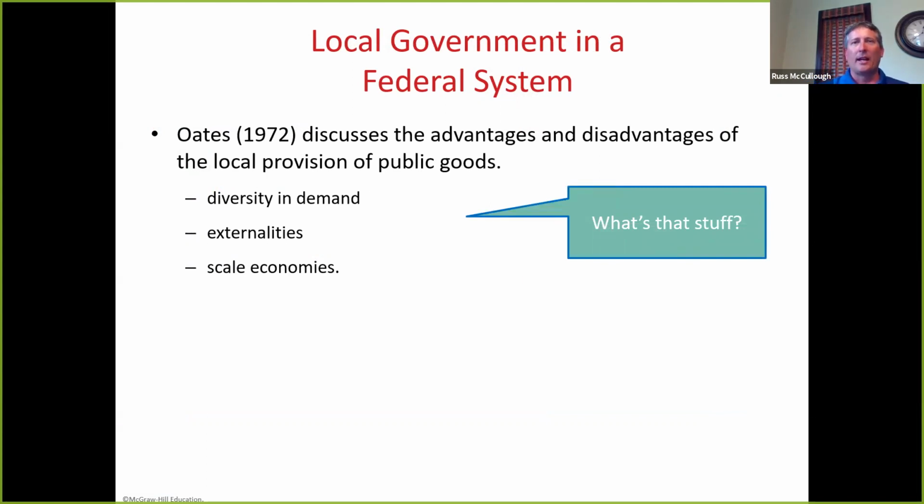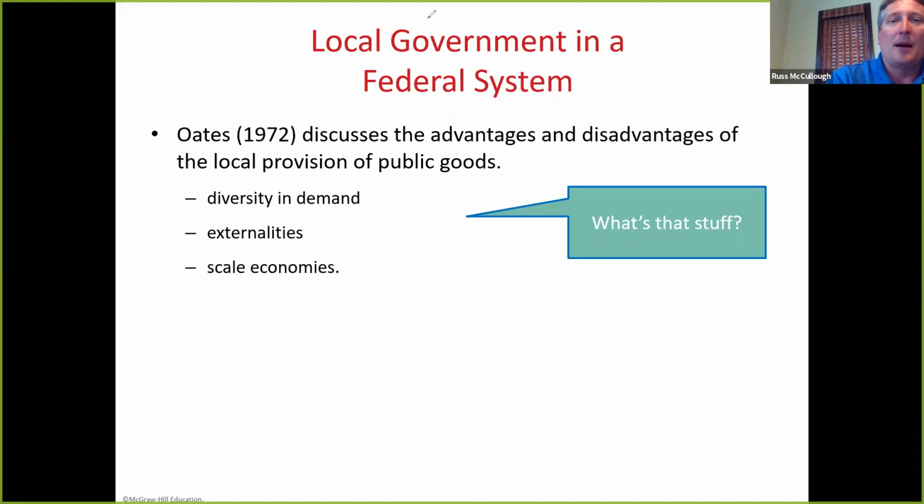Okay. Economists have studied what we should do, all the things we just went over, police and education and so on. Who should do it? Should we do it at the county level? Should we do it at the state level? Should we do it at the city level? These are the things we need to take into account to answer that question. So, diversity of demand. Within your community, how diverse are your people?